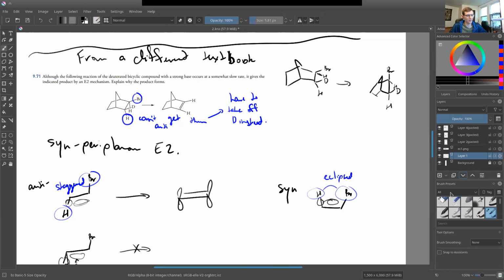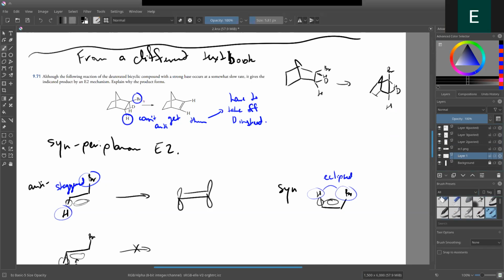This might be one of those situations where you could try it with your modeling kit, and what you'll see is that if you try to get this hydrogen and this bromine to be opposite to each other, either it'll take a lot of effort or you'll break your modeling kit. It's hard to draw and see, and fortunately, that's why this problem tells you what happens and asks you to explain it instead of predicting.